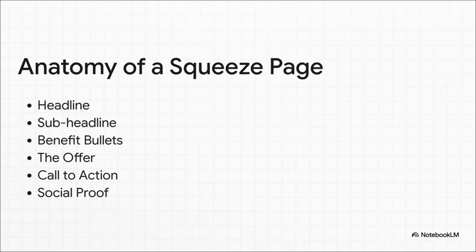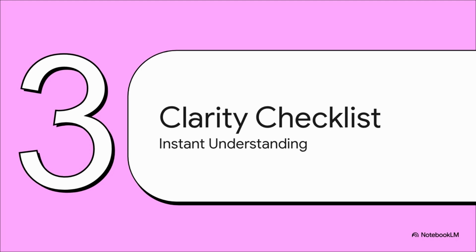Now, even though it's simple in concept, its anatomy is really deliberate. You gotta have a powerful headline and subheadline, some super clear benefit bullets that spell out what's in it for me, a nice visual of the offer itself, a strong call to action, and of course, some social proof to build that instant credibility. Every single part has a job to do. Okay, so let's start building our high-performance page. First up is our first toolkit, the clarity checklist. This is the absolute foundation, because let's be real, if a visitor is confused, they're gone. It's all about making your offer instantly, and I mean instantly understandable.